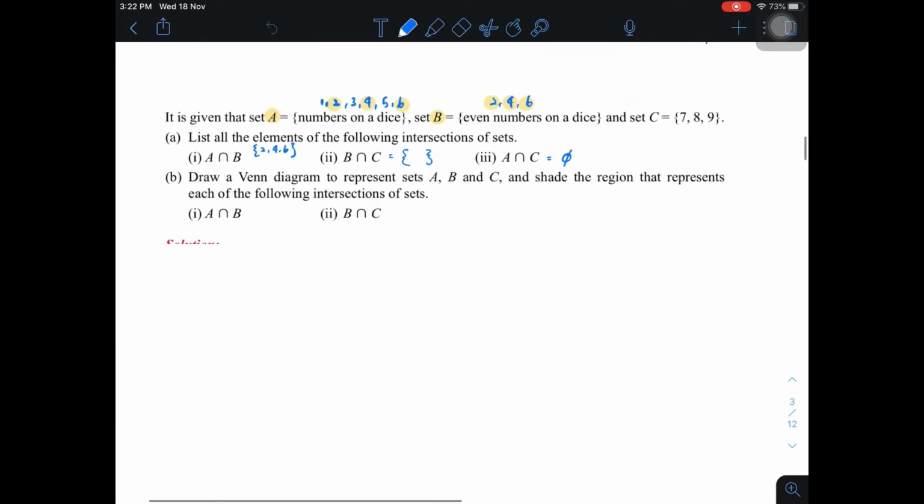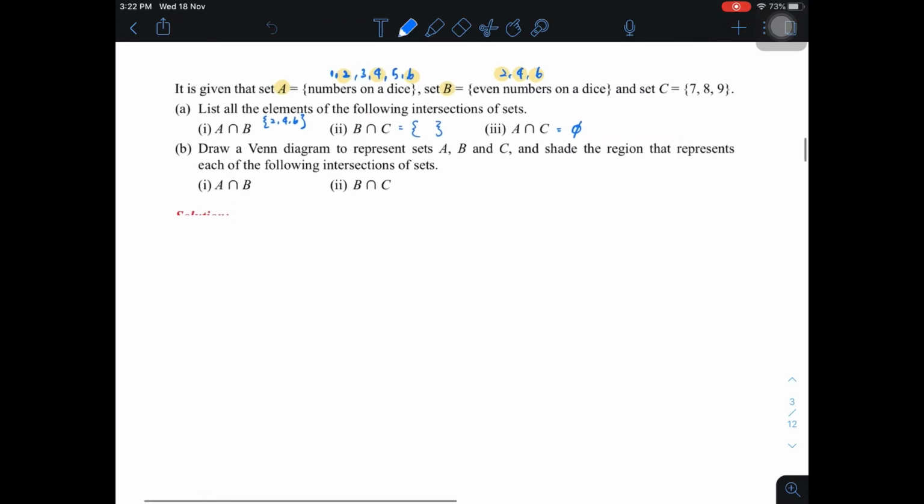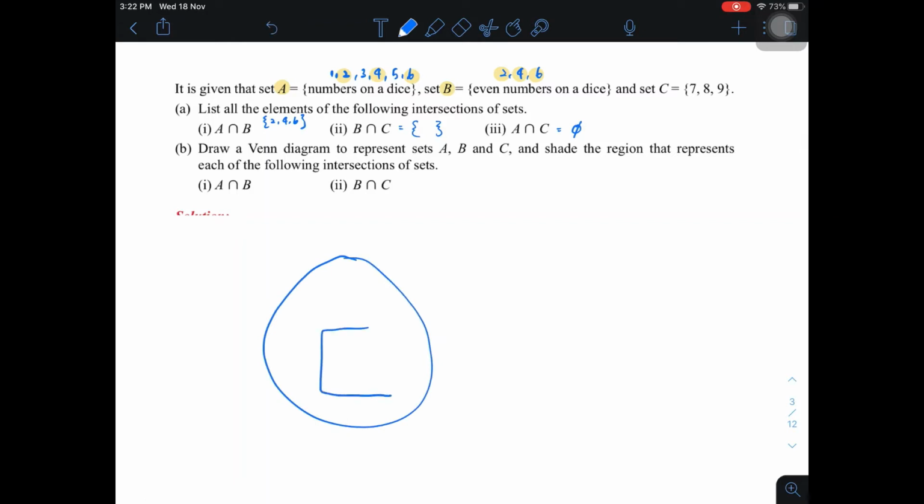Okay. So now they want us to draw a Venn diagram to represent A, B, C. So we understand that B and C do not intersect, and A and C do not intersect. So we understand that C is excluded in a way. So let me draw this right now. So this would be set A, and then set B, and this is set C, if you could understand, right?